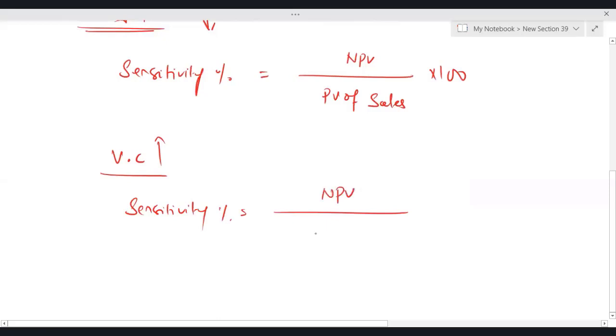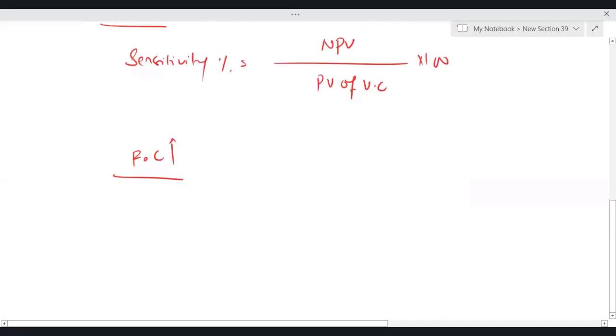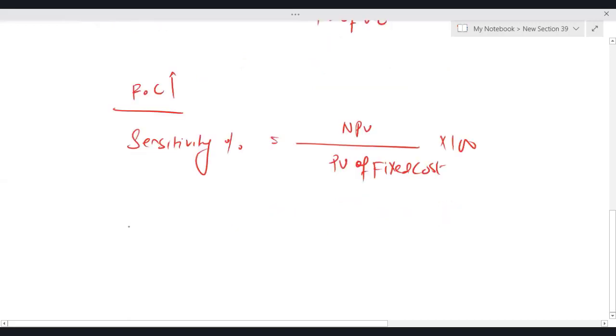NPV divided by present value of variable cost into 100. Fixed cost. We are talking about additional fixed cost. We know that existing fixed cost is irrelevant. Increase in the fixed cost is an adverse event. So how will we calculate sensitivity percentage? You will take NPV divided by present value of fixed cost into 100.